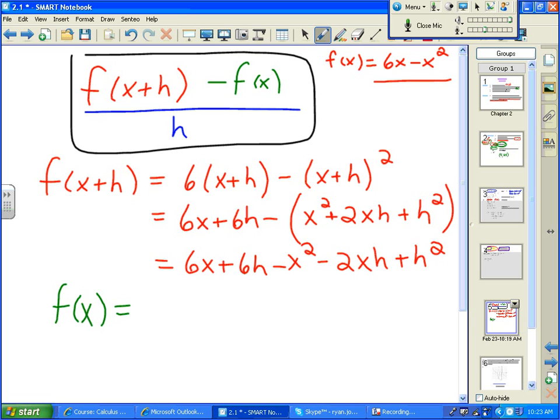So f of x is quite simple. What do you think f of x is equal to, Taryn? Just the 6x. I'm plugging in x wherever I see x over here. I'm not trying to trick us. It's as easy as you probably thought the first time. I just leave it. It's the same. It's 6x minus x squared. And there's nothing really to do there.